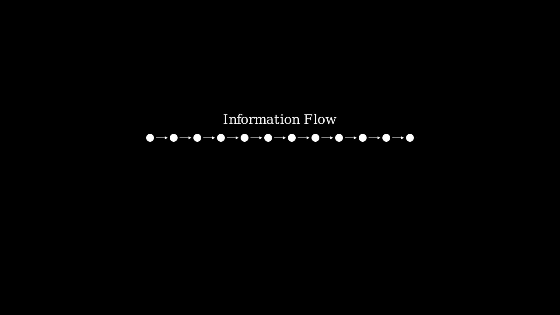However, standard RNNs often struggle with long sequences because they tend to forget information from the very beginning, a problem known as the vanishing gradient. To solve this, we use a specialized type of RNN called long short-term memory, or LSTM.